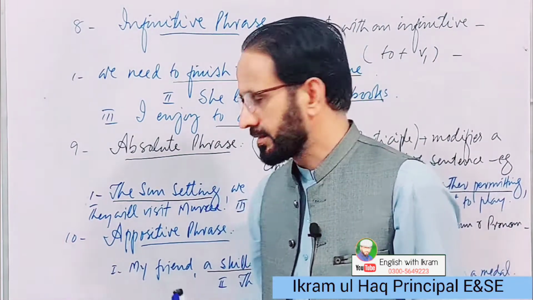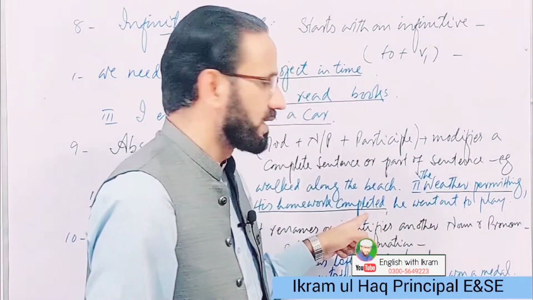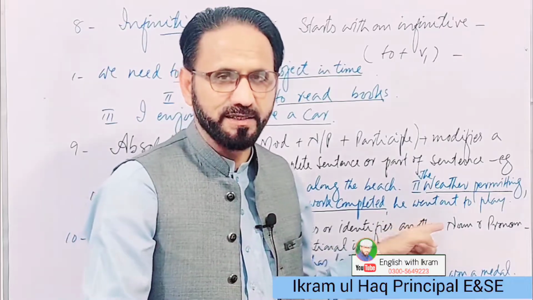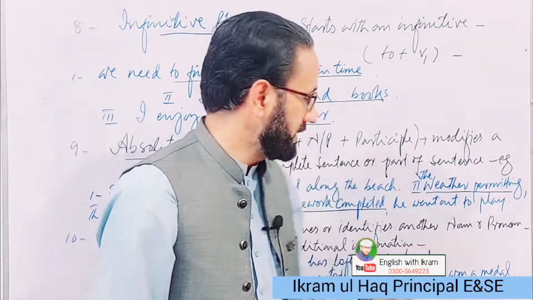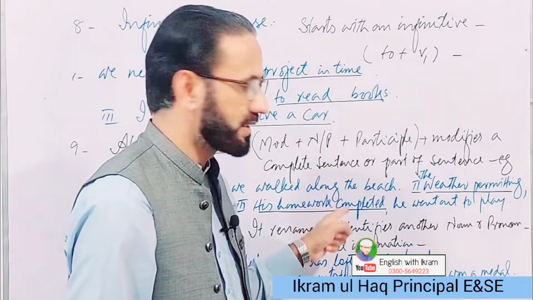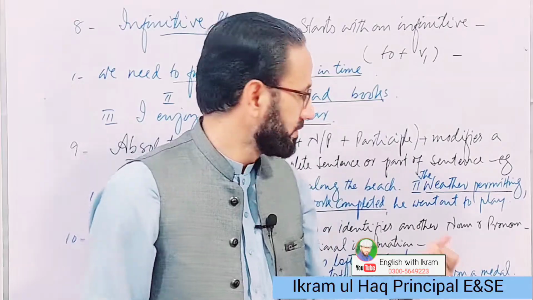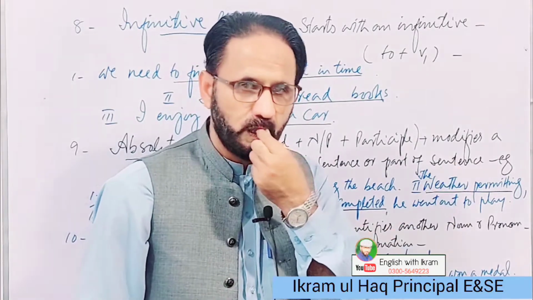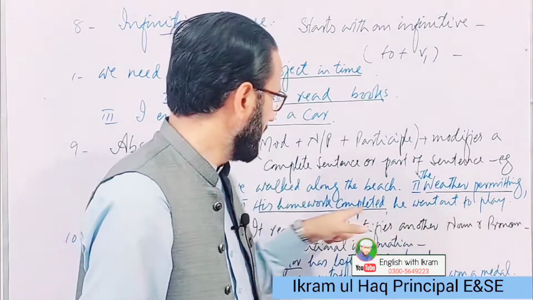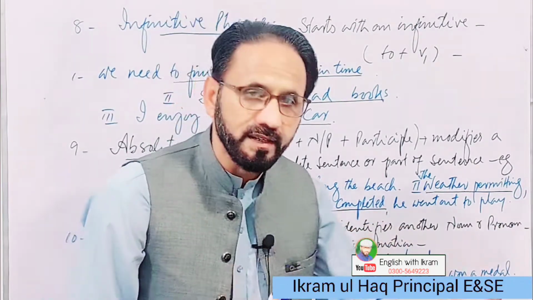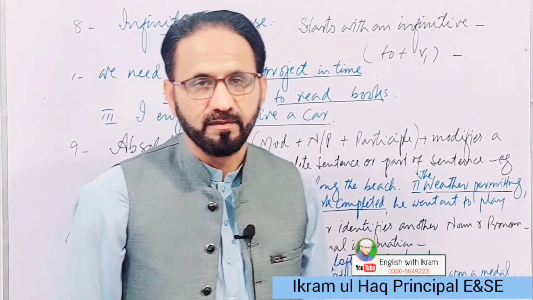Another example, his homework completed. Now, another kind of participle. His homework completed, he went out to play. His is the modifier, homework is the noun, completed is again a participle. He went out to play is a complete sentence, and this absolute phrase, his homework completed, is modifying a complete sentence.